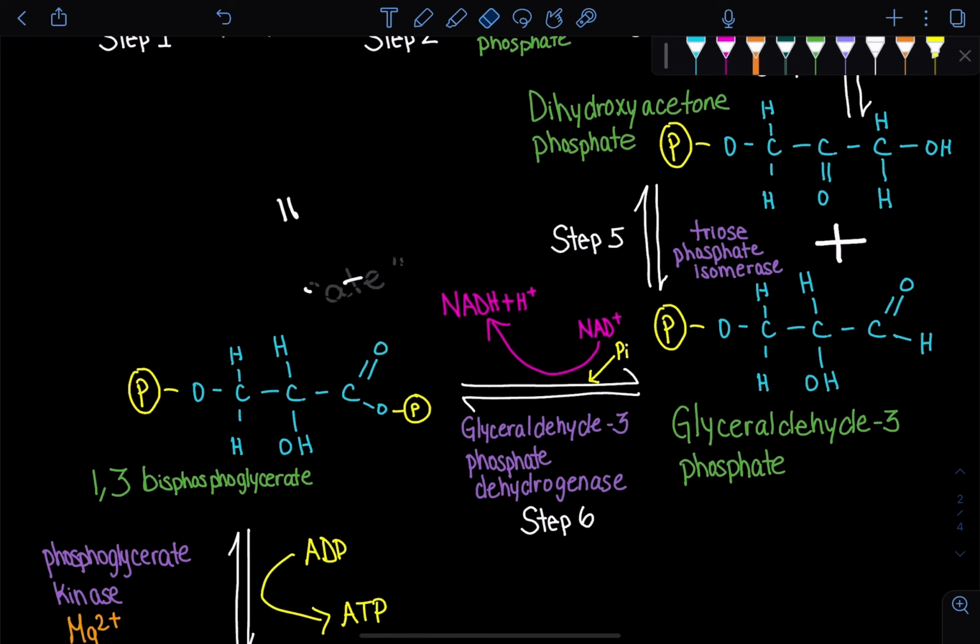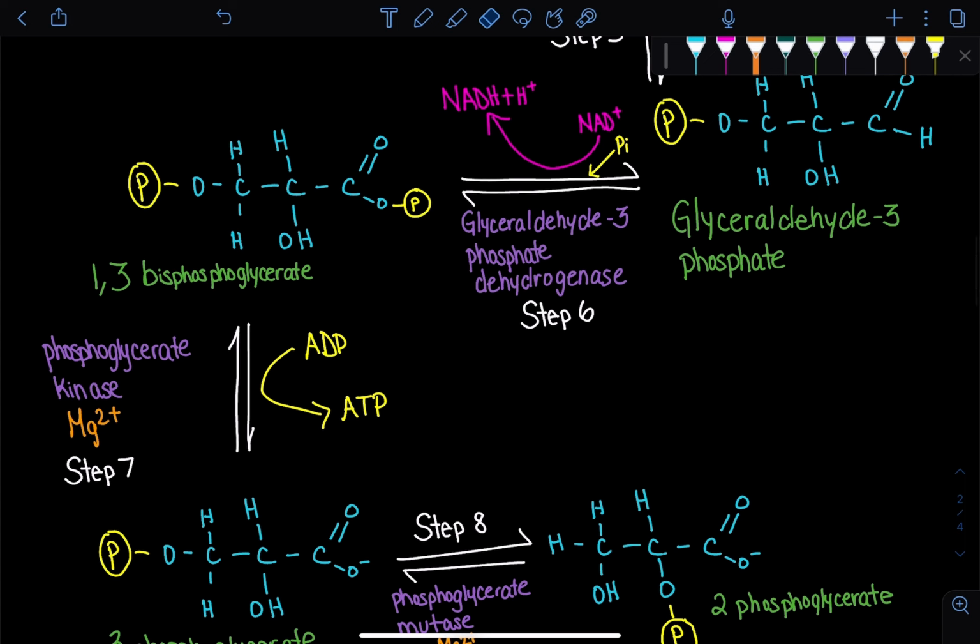All right. So the next step is step 7, and steps 6 and 7 are linked to one another. Step 7 is a highly exergonic step, and step 6 is an endergonic step. So step 7 drives step 6 forward. And in step 7, we see the first substrate phosphorylation event. When we talk about substrate phosphorylation, we are dealing with the creation of ATP.